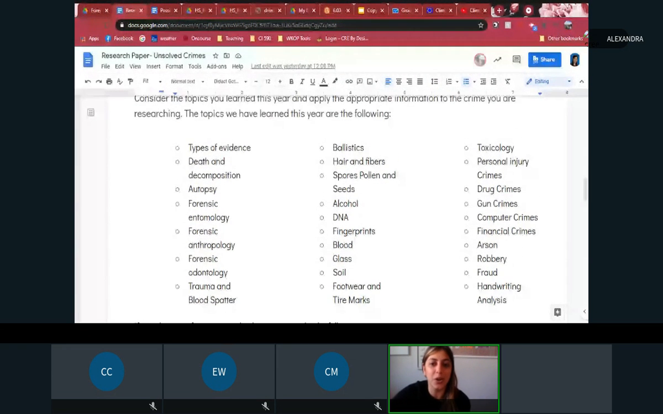If you're doing a murder, you may not necessarily look into financial crimes, right? Maybe you would. Maybe financial crimes was part of it. But maybe it doesn't have anything to do with arson. So these are all of the topics that we've learned about this quarter. Doesn't mean that they all need to be included in your research paper, but whatever was involved in the evidence and whatever was involved with the forensics process, you're going to appropriately place that into your research paper.